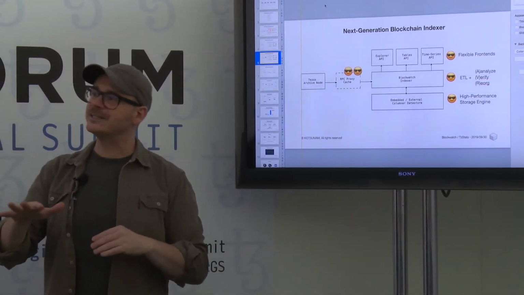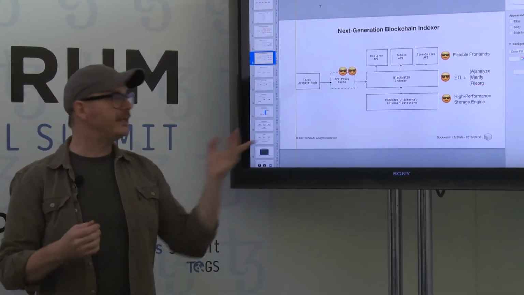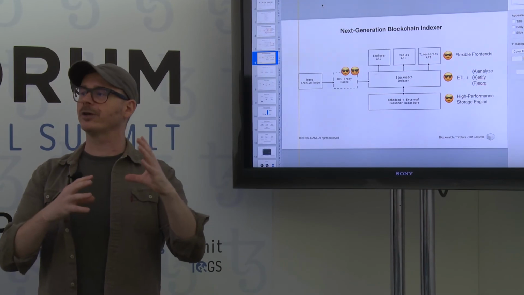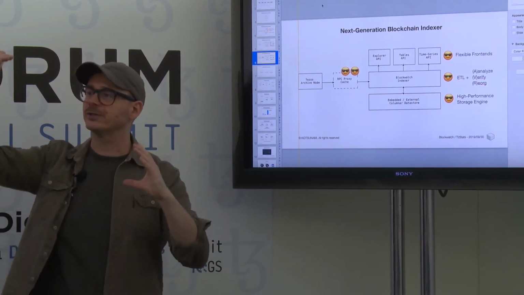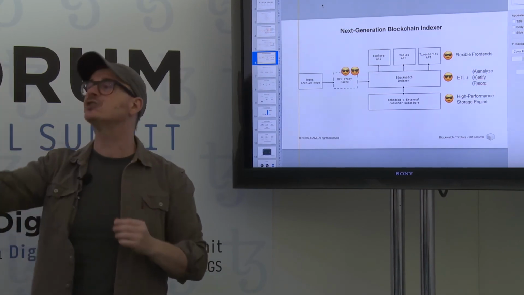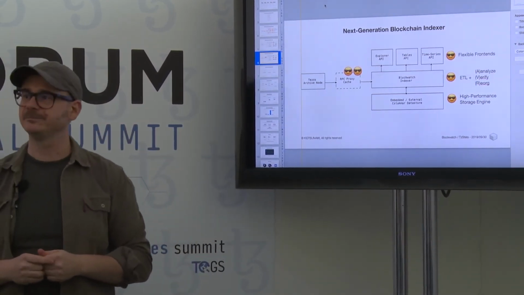If there is a reorganization, like one block becomes orphan or 2, then the indexer would follow the reorganization, would roll back the updates and would roll forward the main chain blocks. So everything is live.